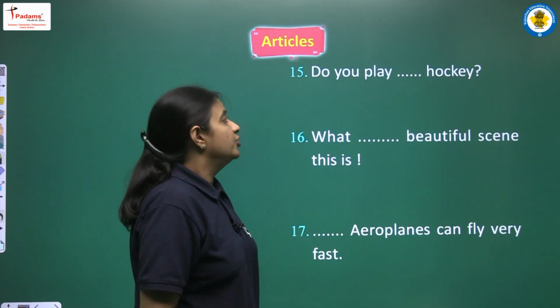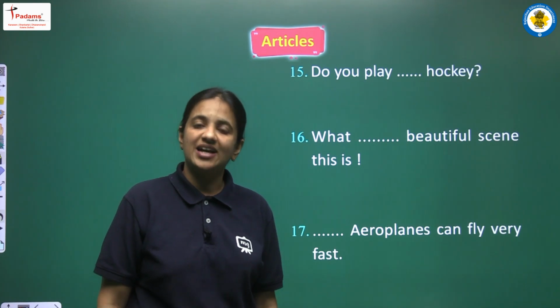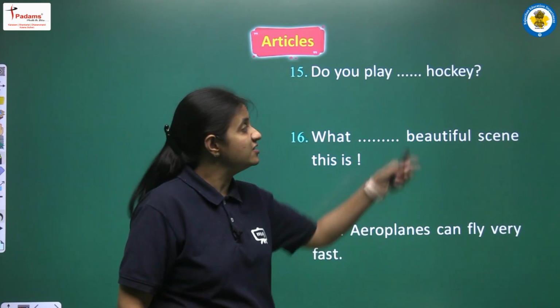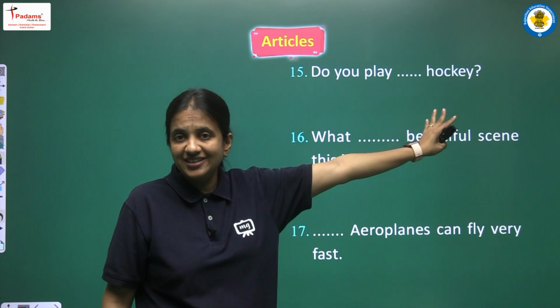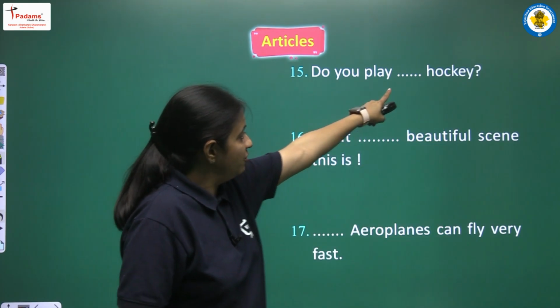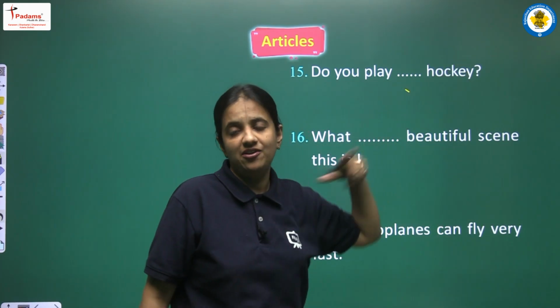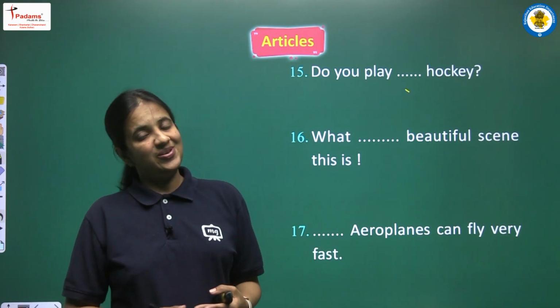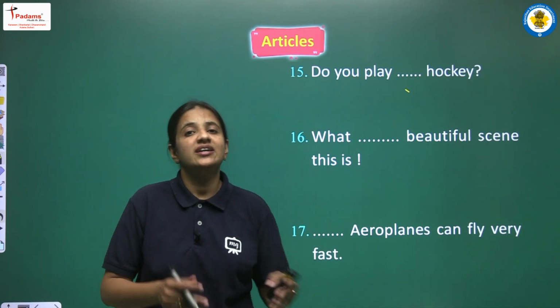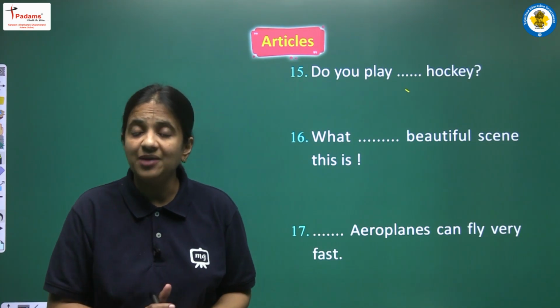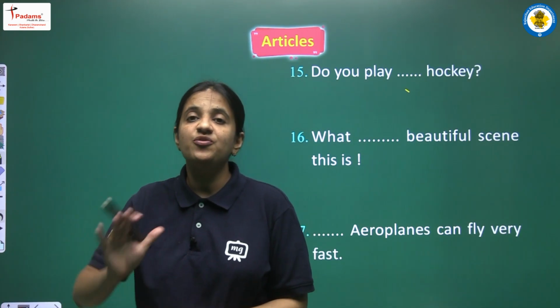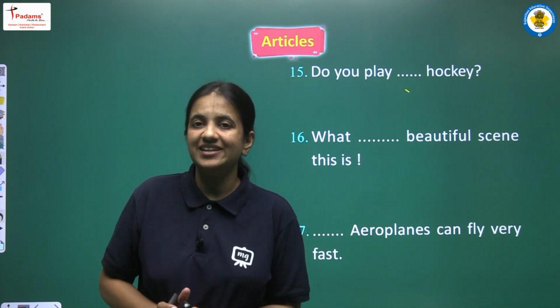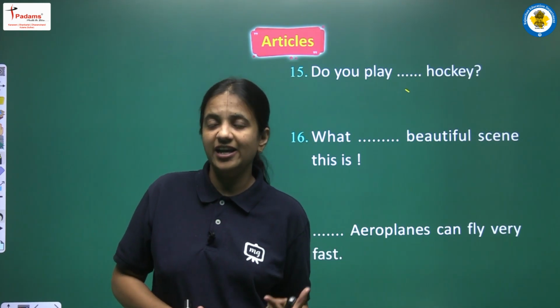Next sentence, do you play hockey? So again we are having interrogative sentence, because we are having question mark at the end of the sentence. So we are having one blank, and after blank we are having hockey. Hockey, it is one of the game, and yes, we have discussed this thing also, that if we are having any game, so before game names we cannot use any article. No article is needed before games.